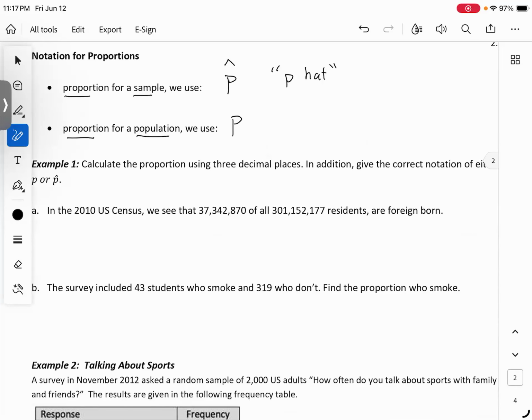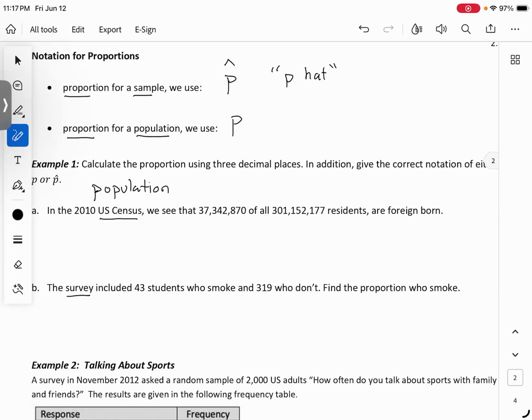Now let's try using that immediately. Looking at these next two situations here, you've got one study that was based off of the US Census, and then you got one that was just a survey off of a smaller amount of students. So the whole idea here is that one of these is based on the population, and one of them is just a sample.